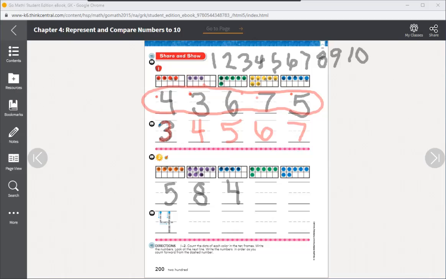Ready? Here we go. 1, 2, 3, 4, 5, 6. How many in the green ones? Oh, is there any more? No. Let's count them again. Here we go. 1, 2, 3, 4, 5. Oh, what's the last one?